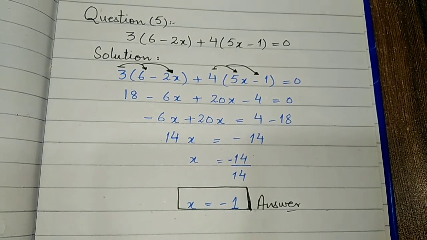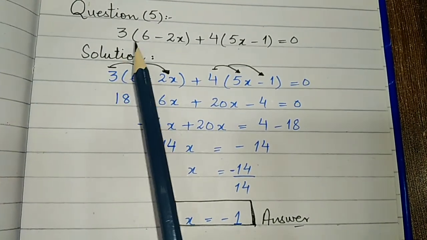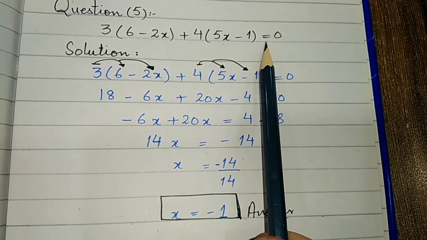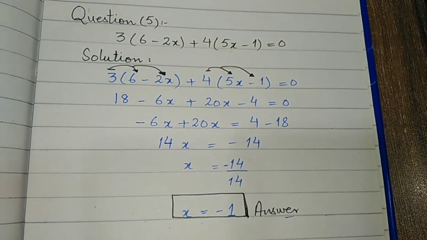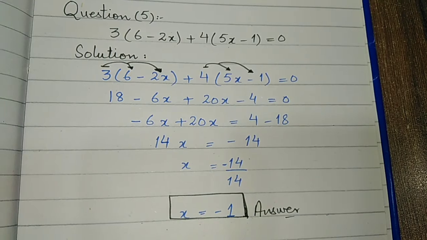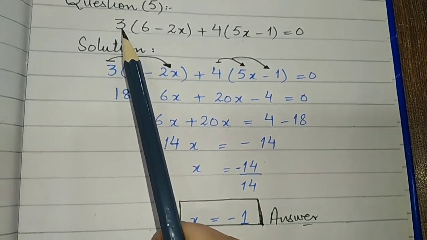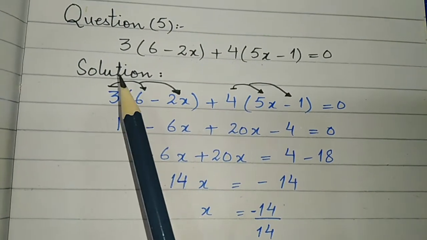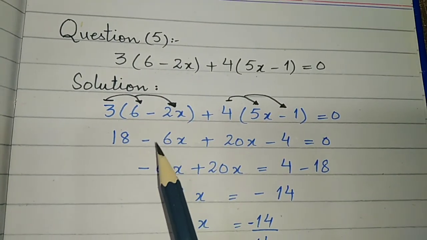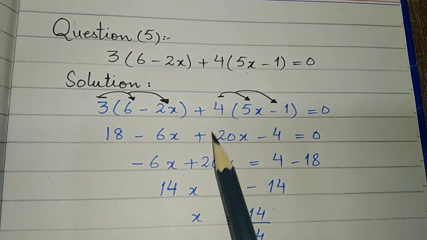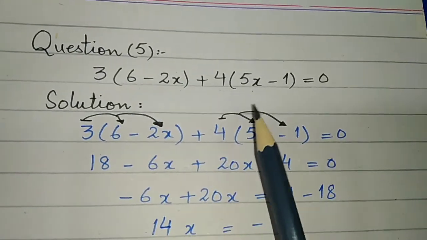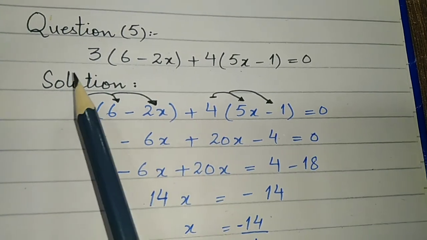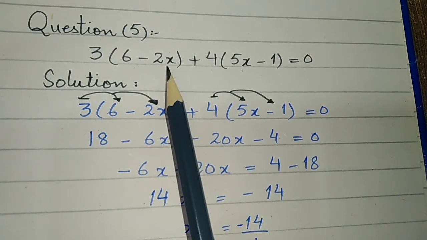The last question of this lecture is question number 5, that is 3 into 6 minus 2x plus 4 into 5x minus 1 equals 0. Multiplication is possible with like and unlike terms. So this 3 is multiplied with the whole bracket. That means 3 multiplied by 6 is 18, 3 multiplied by negative 2x is negative 6x, plus 4 fives are 20x, minus 4 ones are 4.